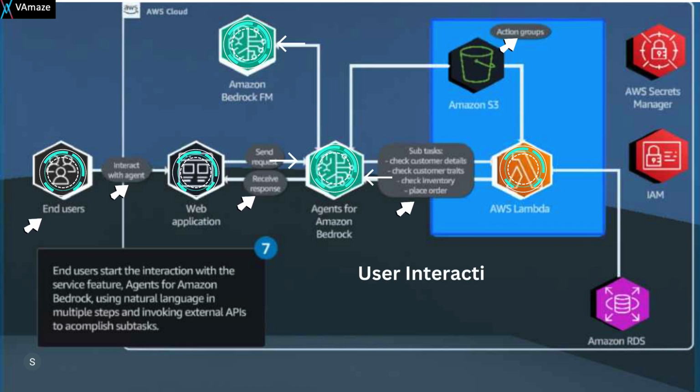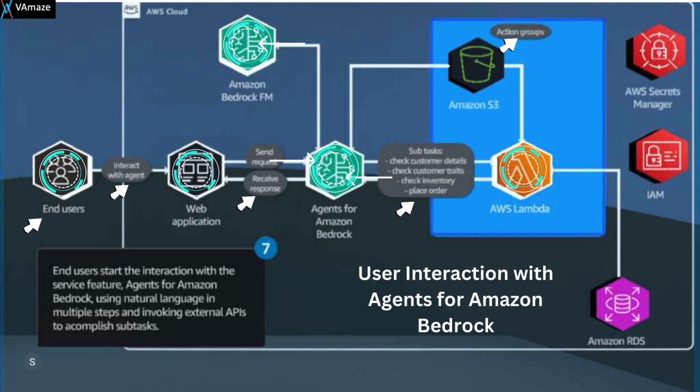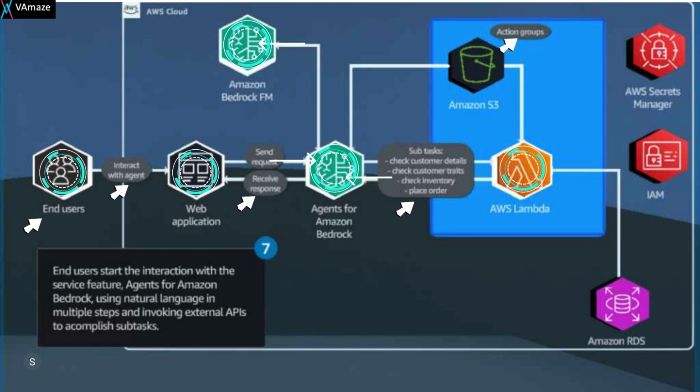This section describes the user interaction with the Agents for Amazon Bedrock service feature. The end user initiates the interaction using natural language and the agent guides them through multiple steps, potentially involving external API calls to complete specific tasks. This demonstrates the conversational and interactive nature of the customer service bot.